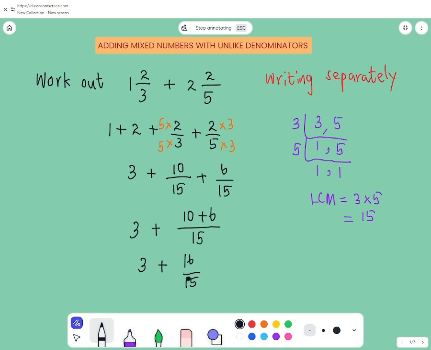Now again this becomes improper. So 16 over 15 means you can write this one again 3 and this you can write as a mixed number. How many 15s are there in 16? That is 1 and 15 times 1, 15. Then 1 remains. Then you can add these whole numbers, that is 3 add 1, that is 4. 4 and 1 over 15 is the final answer.